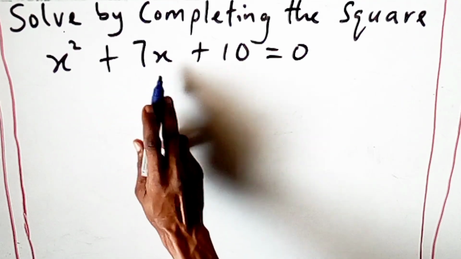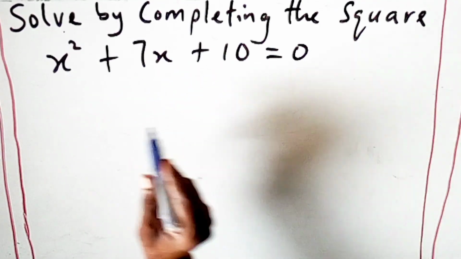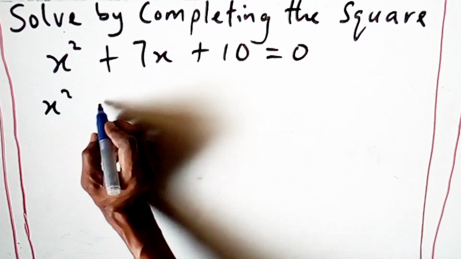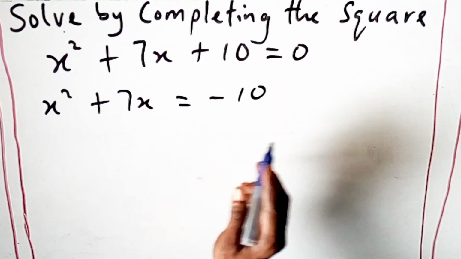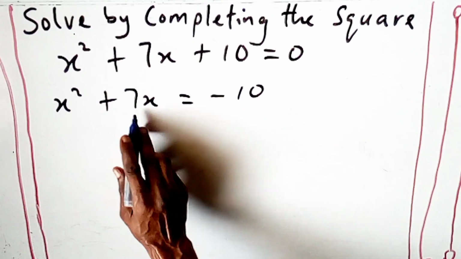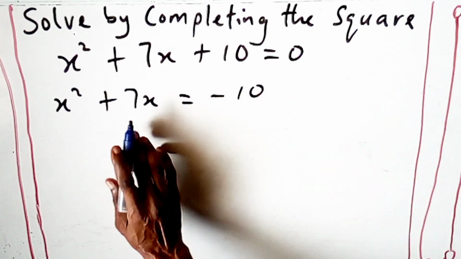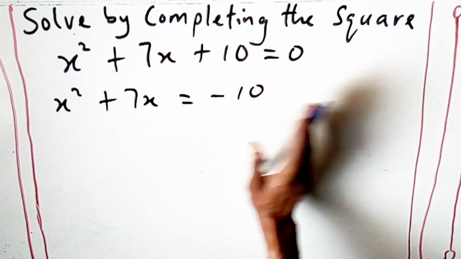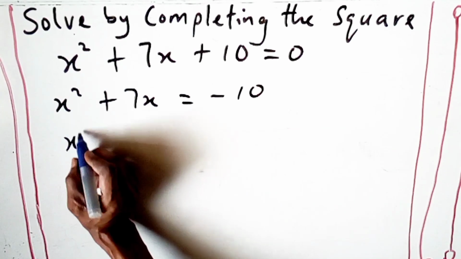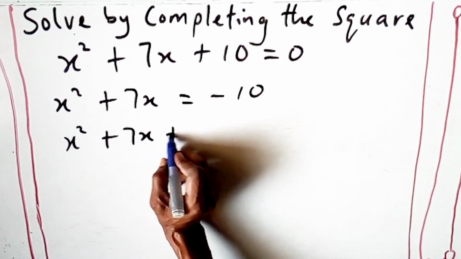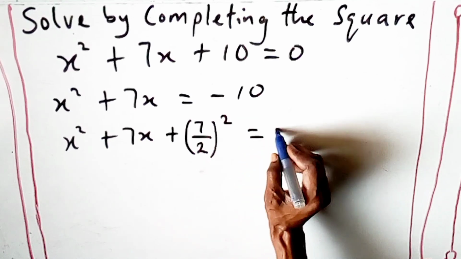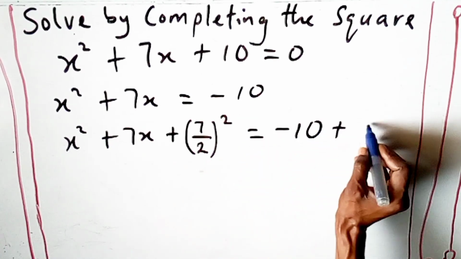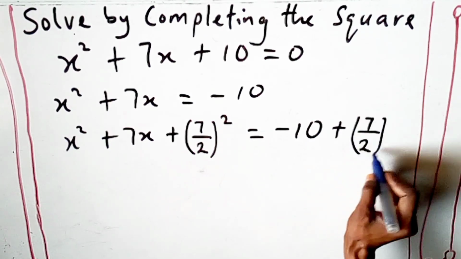So this next one is the completing the square method, the same question. In the completing the square method, the first thing is to take the +10 over to the other side, and that's what you can see. We got -10. Then the next thing we need to do is look for half of 7, which is the coefficient of x. Then square it and add to both sides. That's what we did.